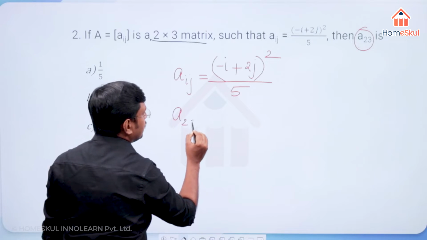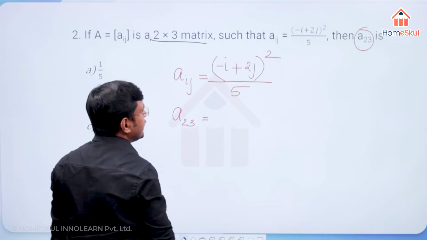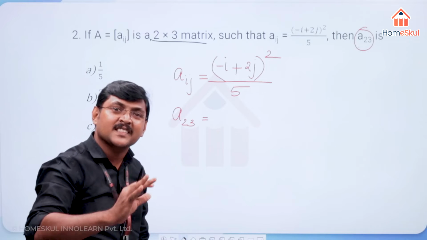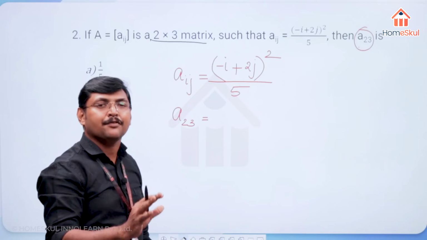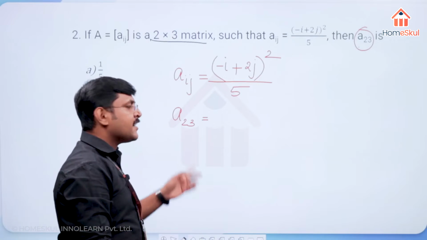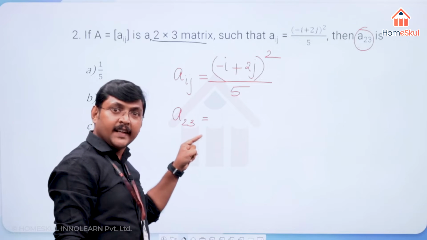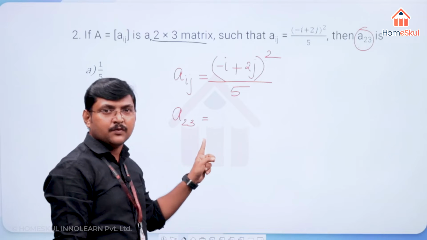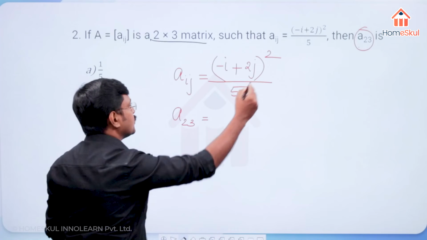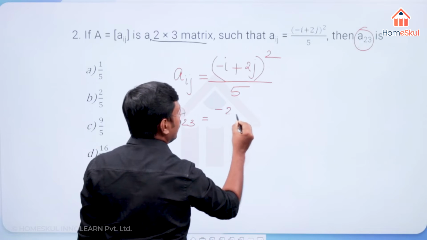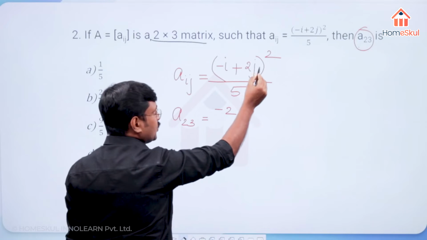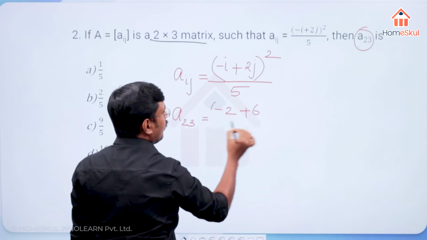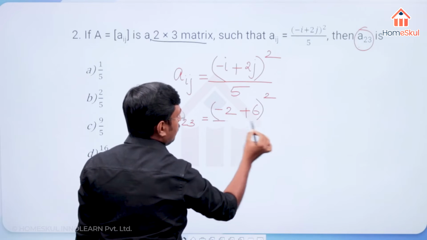Just substitute the value for i as 2 and j as 3. That's all that is required, right? We know that this is the formula to find the elements in a matrix, and A23 is the second row, third column element. Correct? There is only one element in that position, and that element is what we are going to find. Listen. So, 2 plus 2 into 3. In place of j, it is 3, right? 2 into 3 is 6. The whole squared, the whole divided by 5.